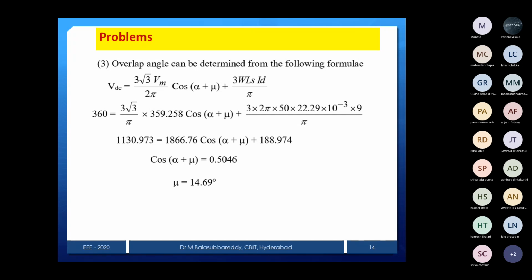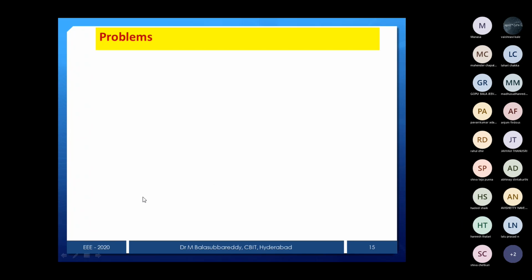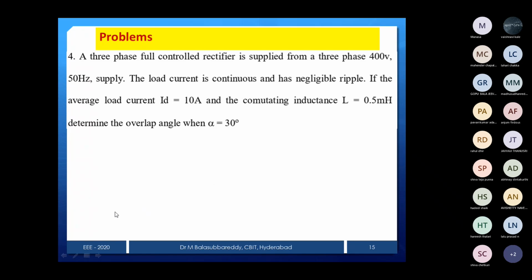14.69. So the thing is, if the mu value increases, your average output voltage is going to decrease based on your inductor value. If the source has a large inductor, it stores more energy, so it will take more time to dissipate, the current will gradually decrease, and during that your drop will be more. So that is the reason you can get a variable voltage if you change the inductor value.